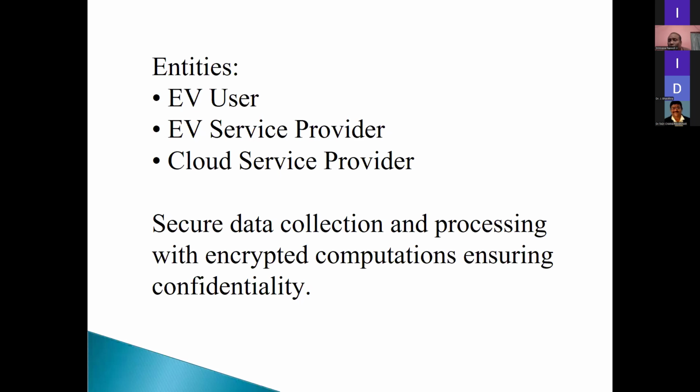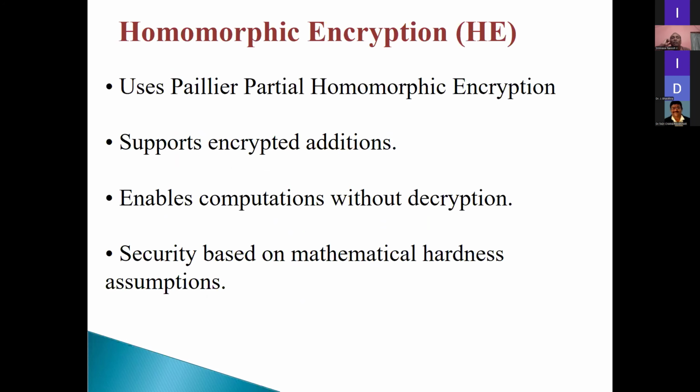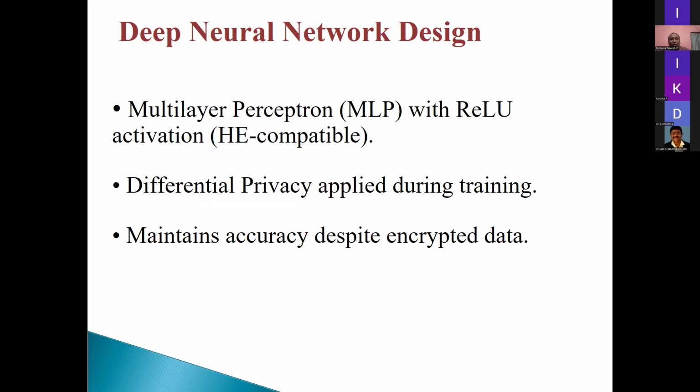Using homomorphic encryption, we will encrypt the data set and give it to the cloud. Then the cloud will build an encrypted model and give it to the EV service provider, so that they can predict for new inputs. I already explained that homomorphic encryption is of two types: partial and fully homomorphic encryption. Partial homomorphic encryption supports only additions. It won't support multiplication, so we have to use fully homomorphic encryption only.